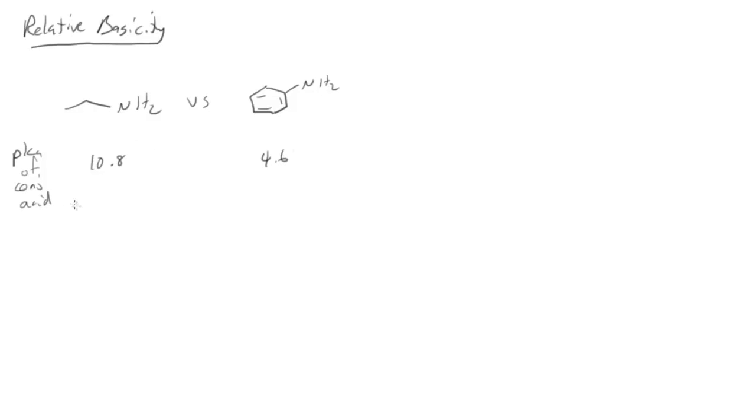If we look at the pKa's of the conjugate acids here, the conjugate acid of ethylamine is the ethylammonium ion, versus the anilinium ion. What the pKa's show is that this is a stronger acid than this one is. This one's a weaker acid. Well, if that's a weaker acid, that means that it doesn't give up its proton as readily. That means that this molecule here wants the proton more.